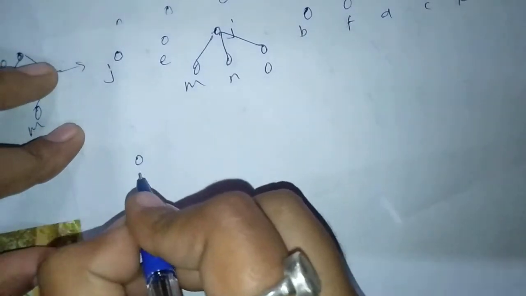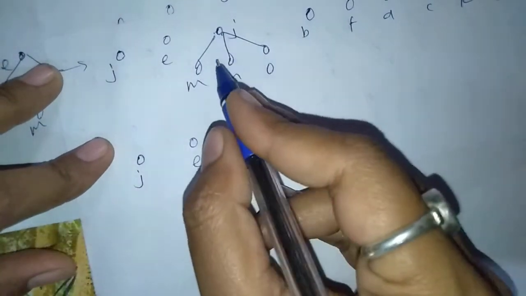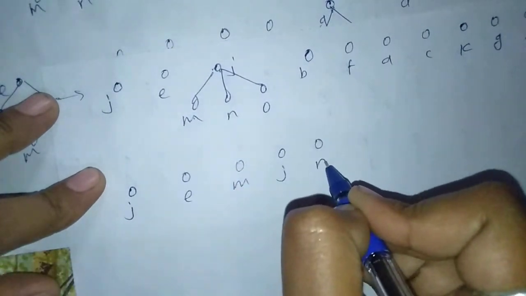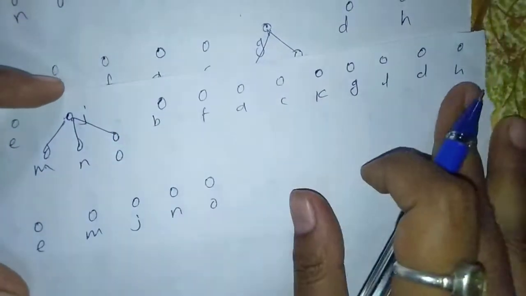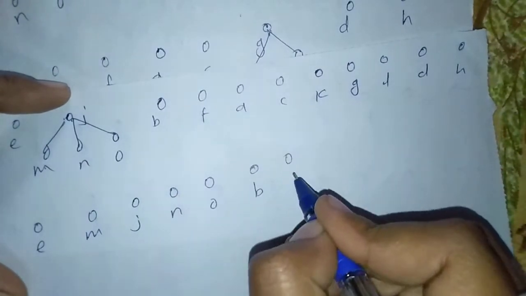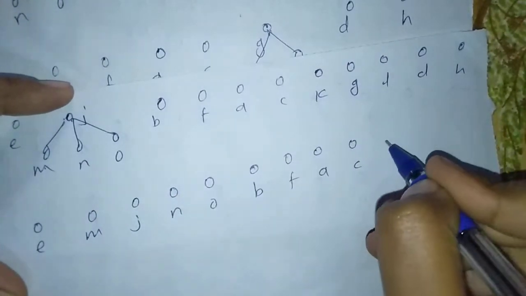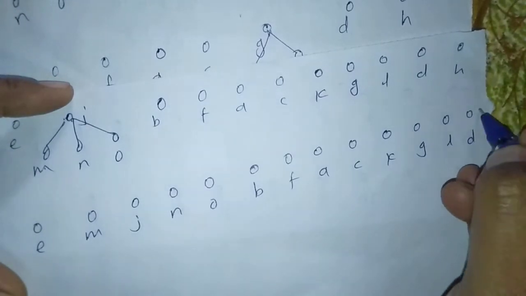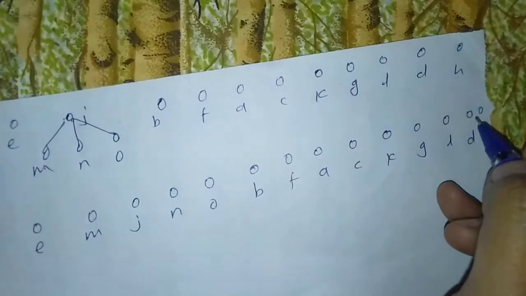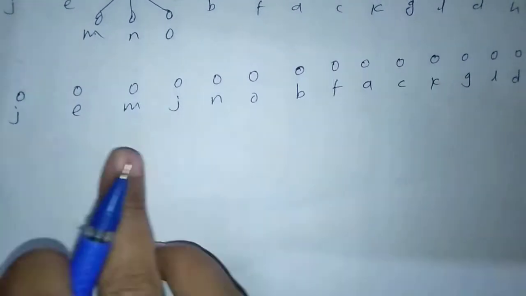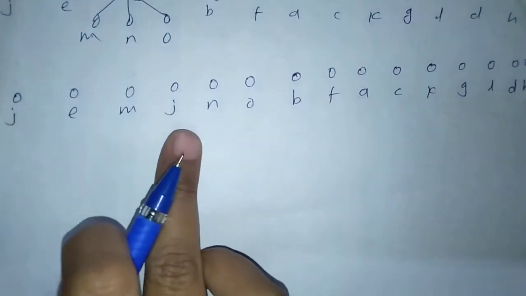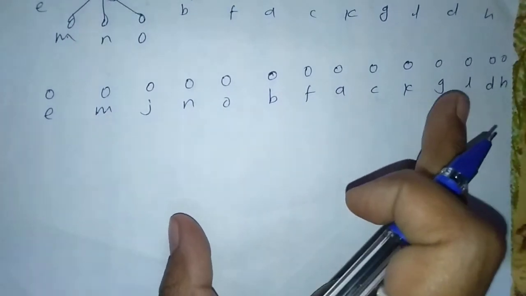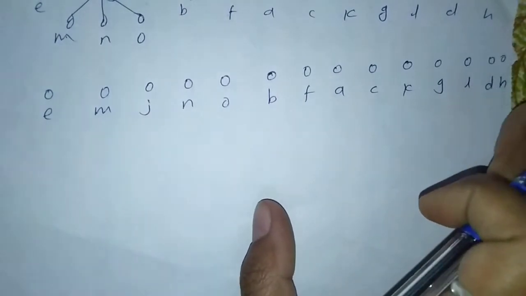Now take J, E as it is. First take M, next take J, next N, O and remaining as it is: B, F, A, C, K, G, L, D, H. So the order of inorder traversal is nothing but D, J, E, M, J, N, O, B, F, A, C, K, G, L, D, H.